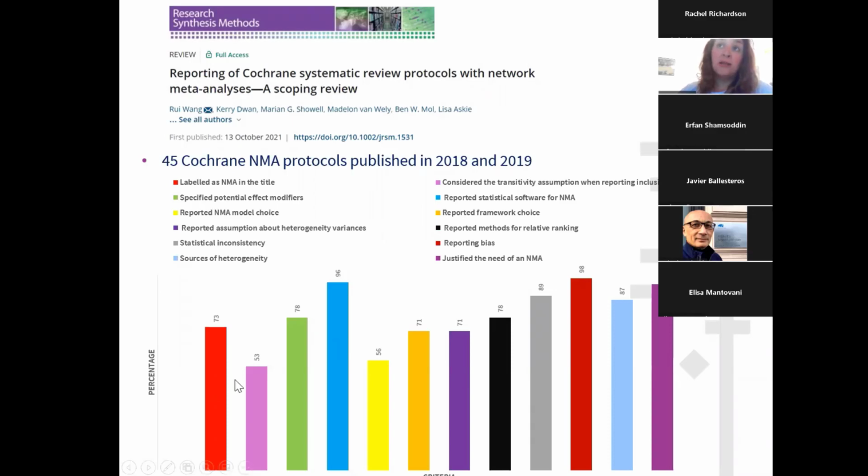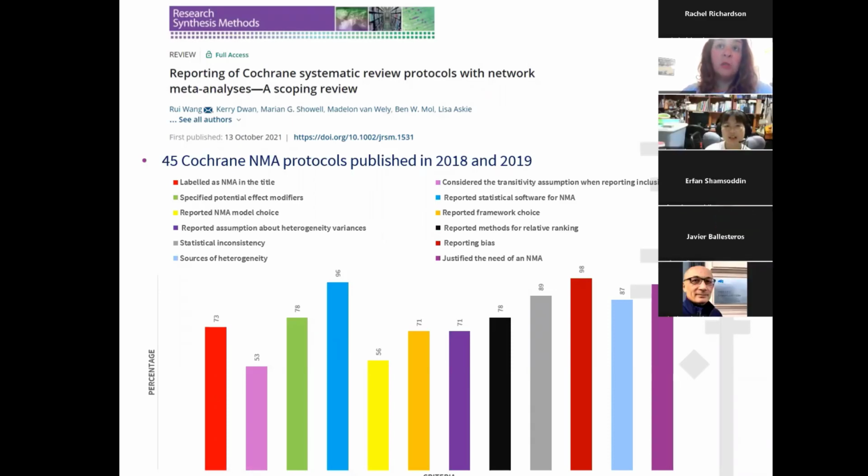53% considered the transitivity assumption when reporting inclusion criteria. And 95% justified the need for network meta-analysis. So you can see the different criteria varied quite a lot. So there is still room for improvement.